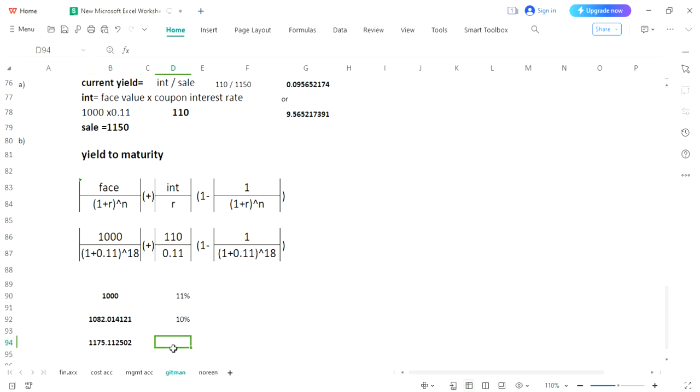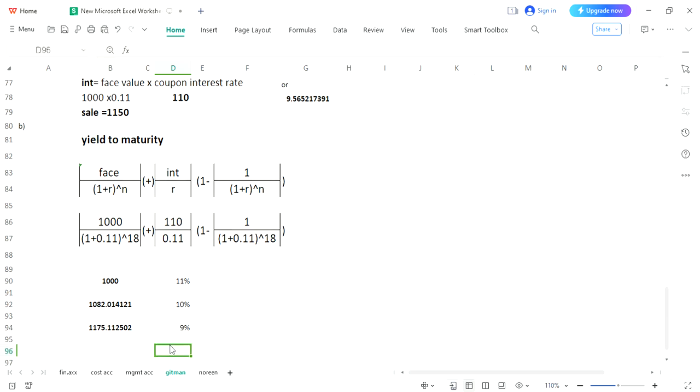Here you have put 9%. Instead of 9%, we have to choose another rate. Now a little bit of an increase, we can choose 9.25%.